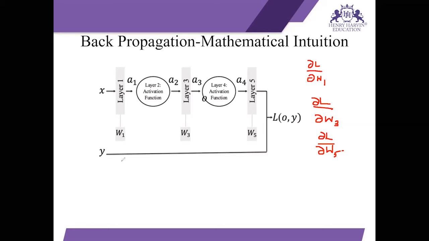So let's start with the chain rule now. The first step is to compute the derivative of the loss with respect to the output. So we have our loss, right? So this is what we have to compute. Everything here is known, and all we have to do is compute the derivative of the loss with respect to the output. So this is the simplest part. Let's take an example. Suppose our loss was the mean square error, right?